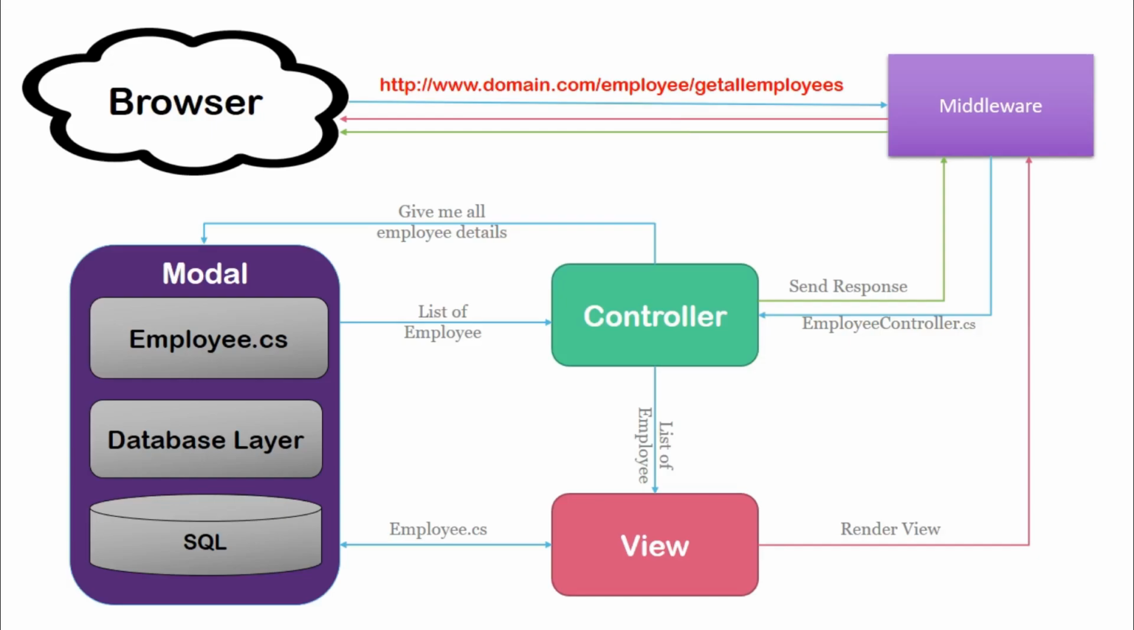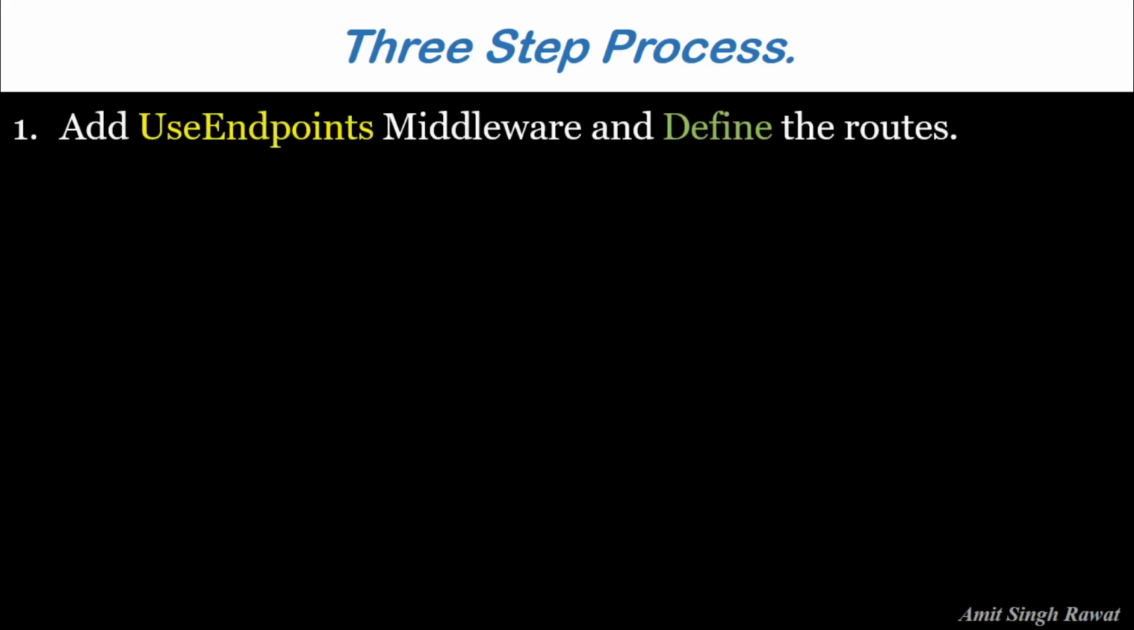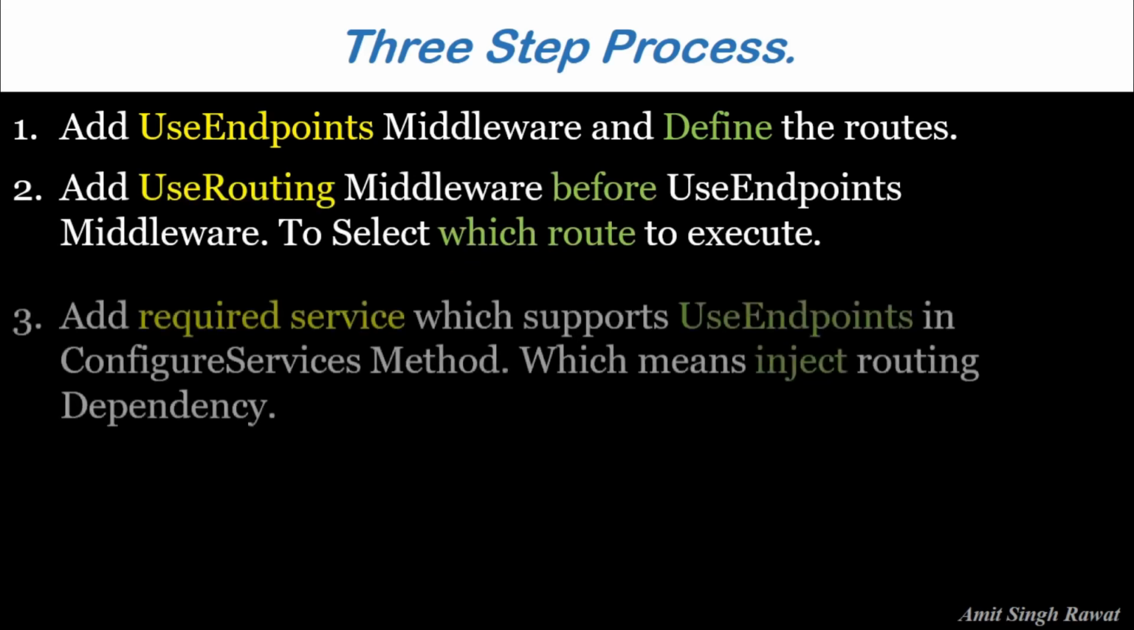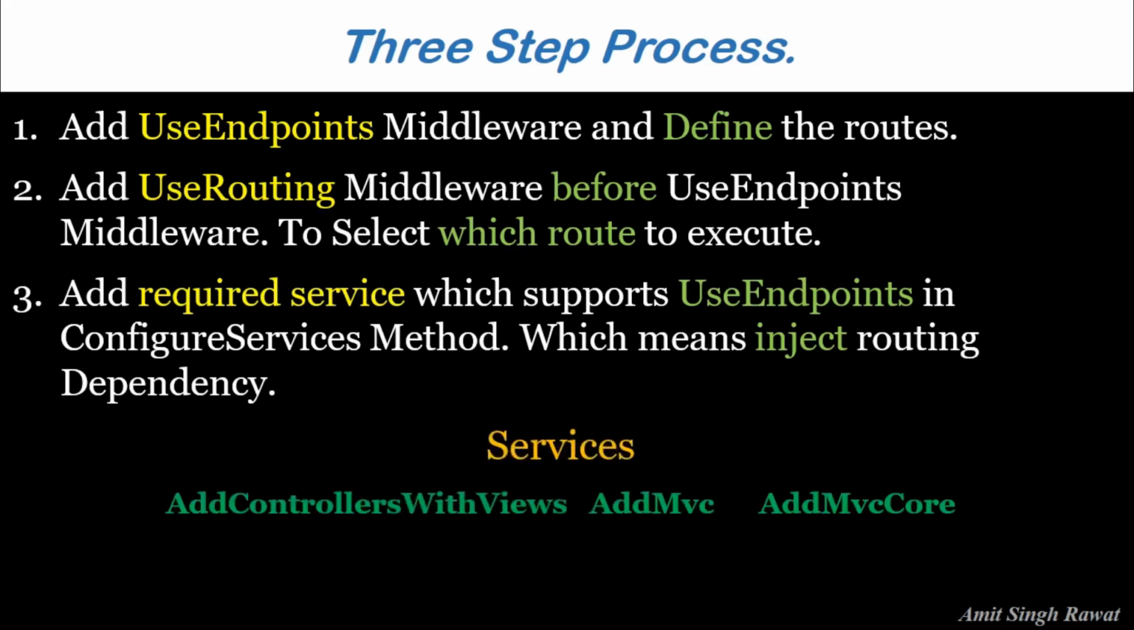So it is a three-step process to implement conventional routing. Step one is add UseEndpoints middleware and define the routes. Step two, add UseRouting middleware before UseEndpoints middleware to select which route to execute. And the last one is add required services which support UseEndpoints in the ConfigureServices method, which means inject routing dependencies. There are many services that support routing, like AddControllersWithViews, AddMvc, AddMvcCore, etc. Eventually, what all these services are actually doing, we will discuss maybe in some other video. For now, just think of them as methods provided by Microsoft to make our routes work.